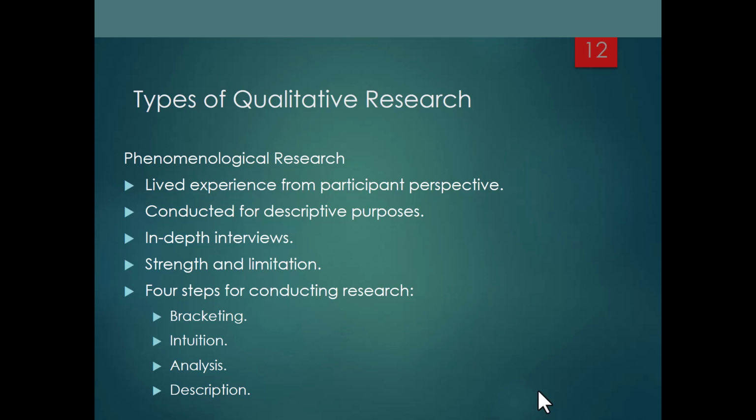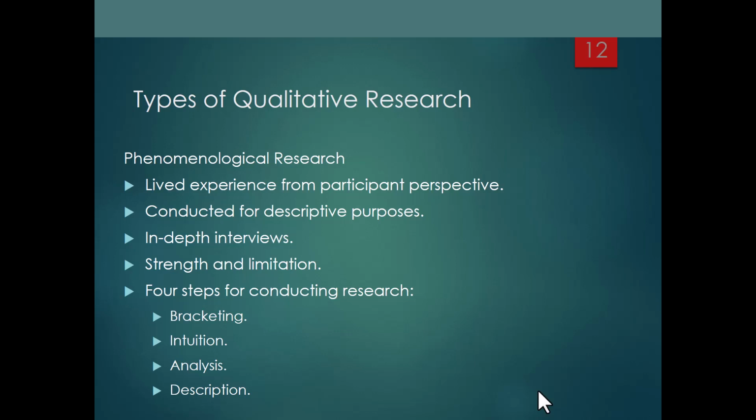Examples of appropriate questions for this design are: what is it like to be a Hispanic faculty member in a department where you are the only one? How do you cope with having a terminal illness? What is it like to be caring for a husband who has a traumatic brain injury? So these are all questions that are asking for responses from someone's lived experience. You have to have lived it to be able to answer it.